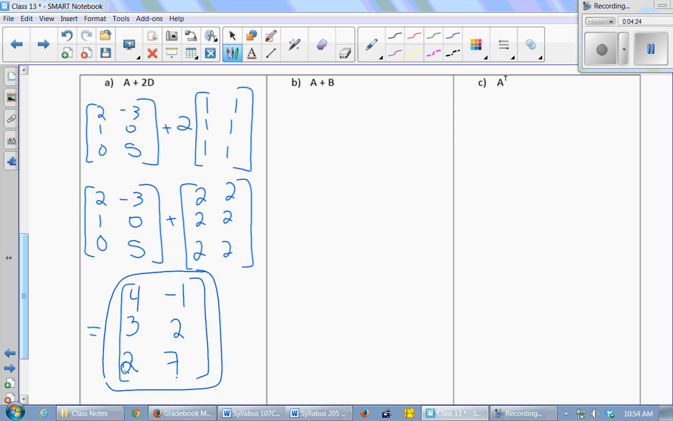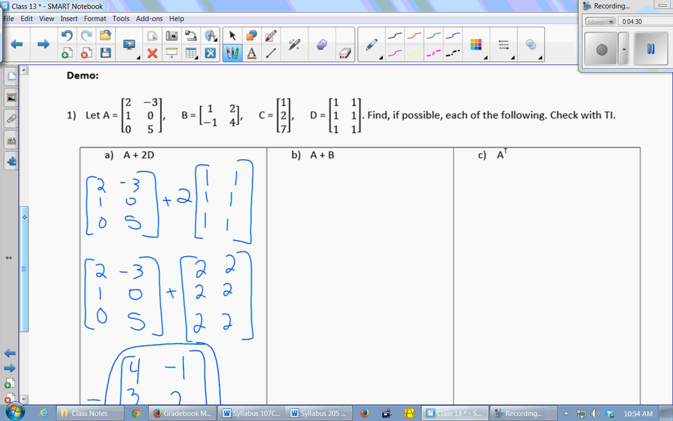Not too bad, right? All right, what if I want to add A plus B? Yeah, different dimensions, can't do it. Undefined, invalid.